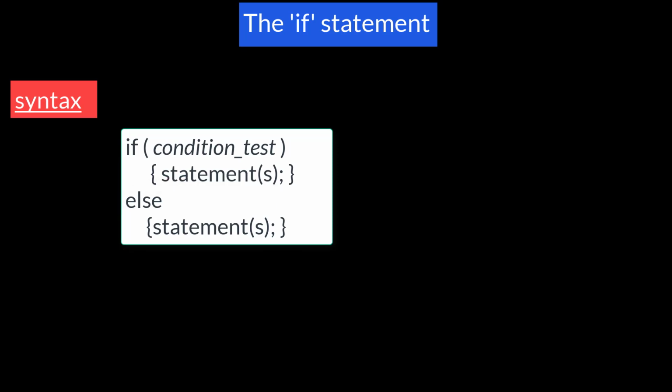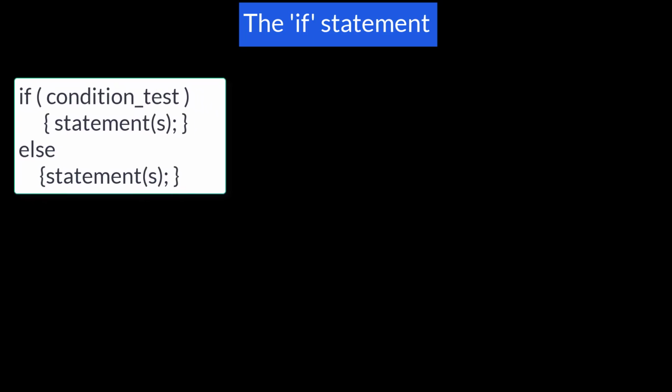Watch the punctuation. There's parentheses around the condition test, but no semicolon after the condition test. And there's no semicolon after the braces, which delimit blocks of code. But there must be a semicolon after each statement in the braces. Both if and else can be empty, that is, contain just a semicolon, which is a no-op or empty statement in JavaScript. If either set of statements contains just one statement, the braces are optional, but recommended.